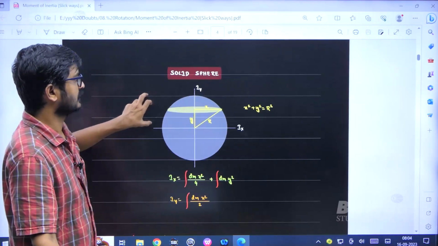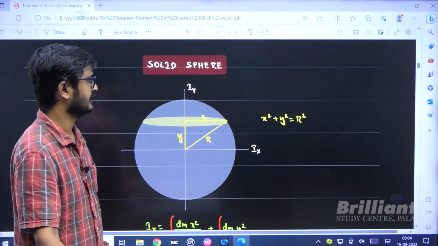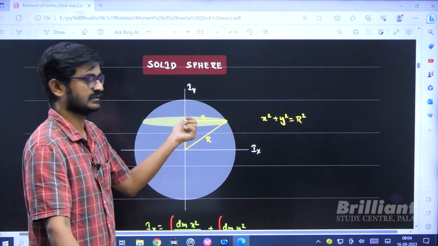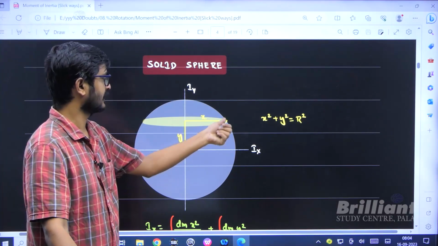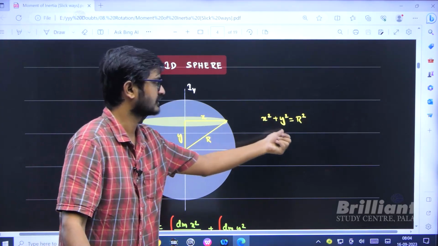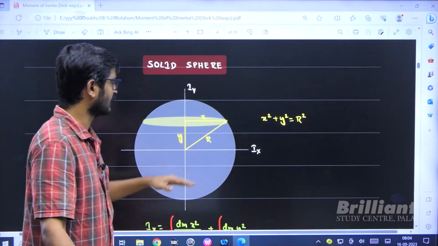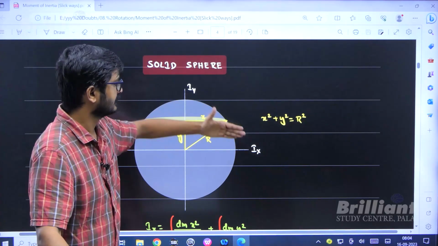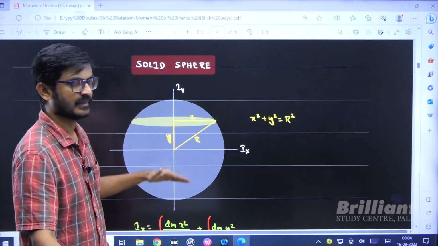Then we are going for the solid sphere. Solid sphere I am breaking into many disks. I am taking one such disk whose radius is x and which is at a distance y from the center. Now again I can go with the relation x square plus y square equals r square. Again, this is my x axis, this is my y axis. If I want to find moment of inertia about x axis, then I need to find the moment of inertia of the disk about the diameter, then use the parallel axis theorem.